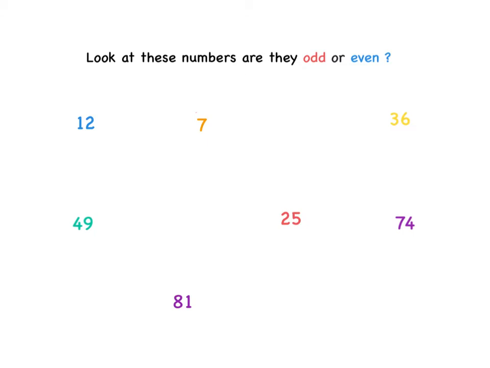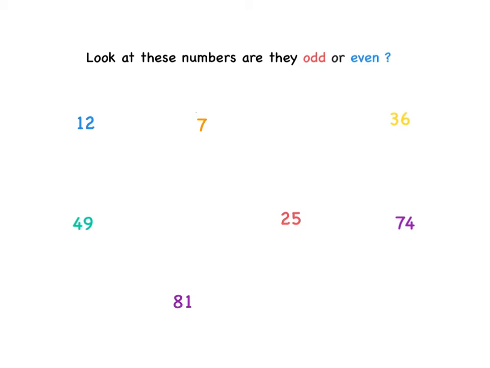Okay, take a look at these numbers. Let's see if you can sort them into odd numbers and even numbers. Remember, odd numbers will either end in a 1, a 3, a 5, a 7 or a 9, and even numbers will either end in a 0, a 2, a 4, a 6 or an 8. Pause the video while you sort these numbers into odd numbers and even numbers.